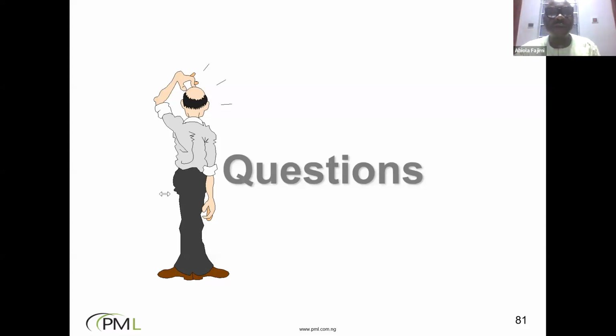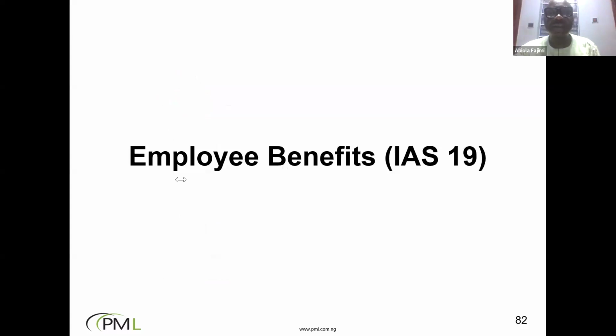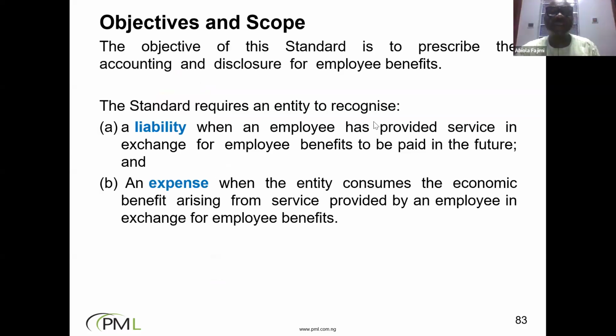Okay, thank you. So I'll move to the next slide, which is employee benefits, IAS 19. The objective of the standard is to prescribe the accounting and disclosure for employee benefits. How do you account for the benefits you give to people that work for you, and the cost you have incurred when people work for you?